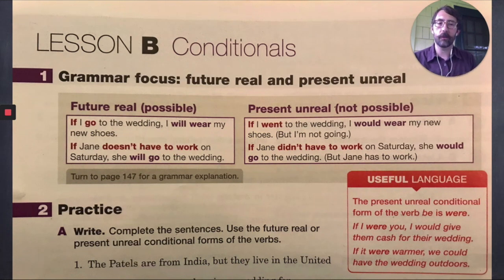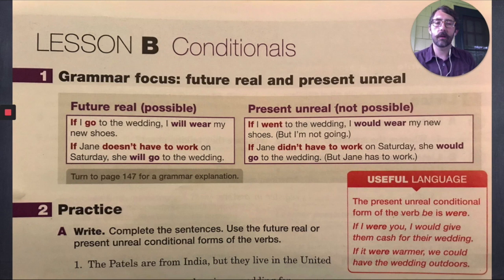So here are two examples. If I were you, I would give them cash for the wedding, right? So when we're usually speaking, we usually say, well, with I, in the past, I was late. I was tired, right? But here, because we're using it in the present unreal conditional, instead of was, we're using were.